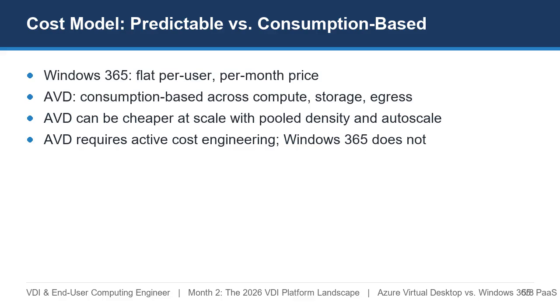Windows 365 charges a flat per user, per month price for a given cloud PC size, so your bill is known before the month starts. AVD bills consumption-based, across compute, storage, and network egress. That gives AVD more room to be cheaper at scale, especially with pooled multi-session density and autoscale, but it demands active cost engineering, which we cover in Module 3.